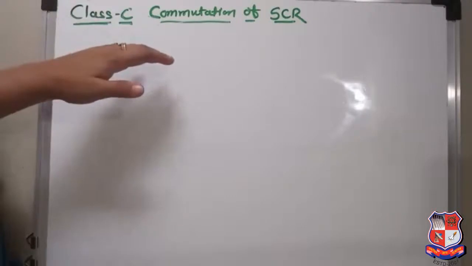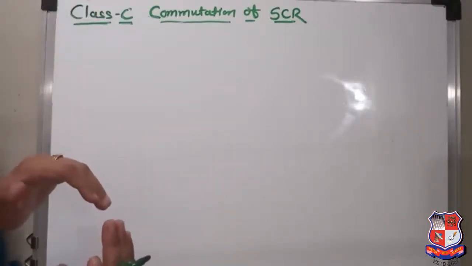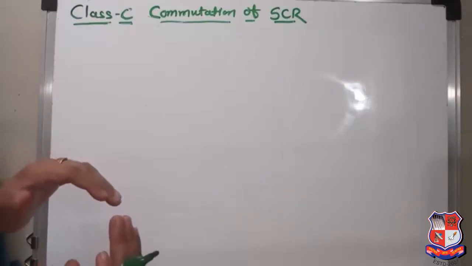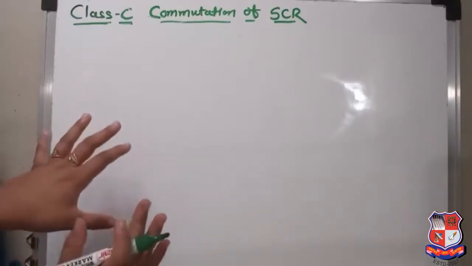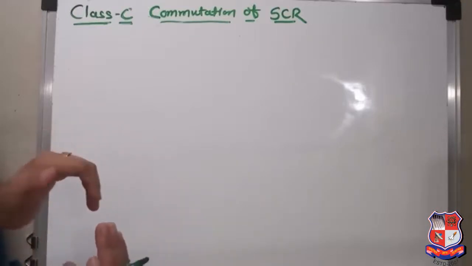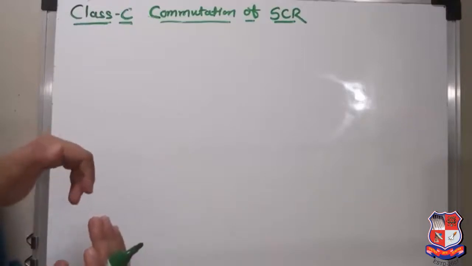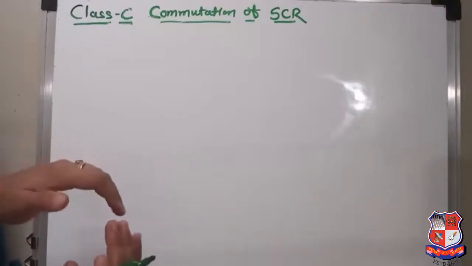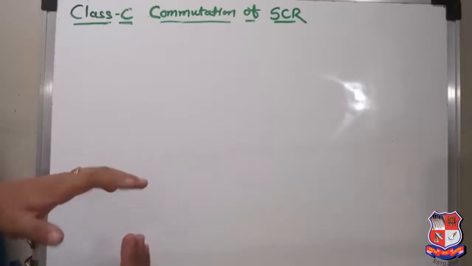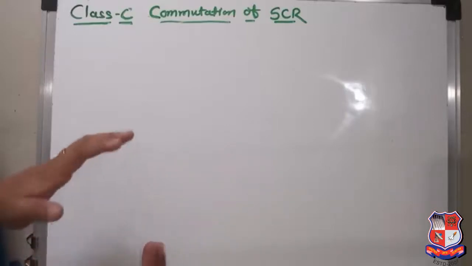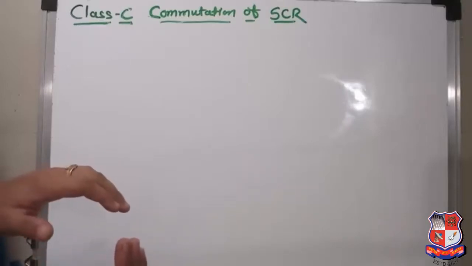Now class C commutation is also a forced commutation in which the thyristor is turned off. The thyristor is forced to turn off by using the commutating element. In a forced commutation we have seen that the input supply is DC, and we use an external commutation circuit which consists of an inductor and a capacitor. Here in class C commutation we are using a capacitor only.